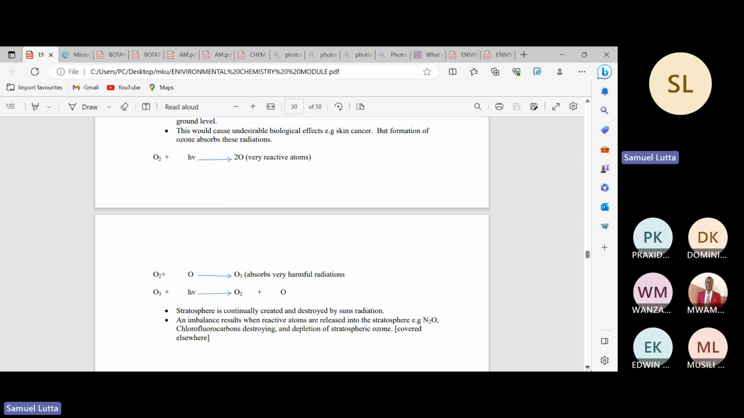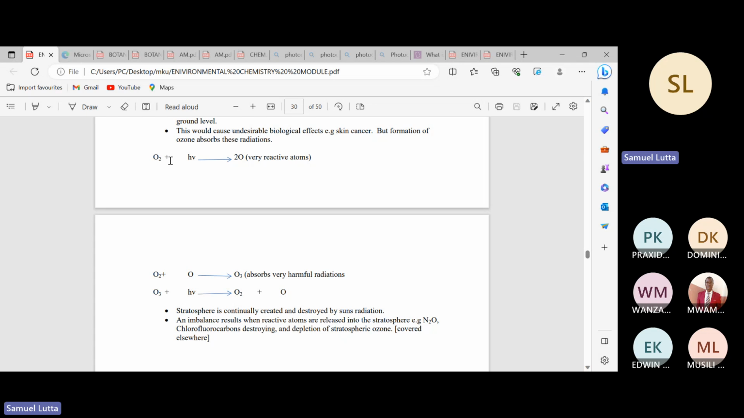When you create those holes, then the harmful radiations will get into contact with our skin, and these radiations have been known to cause cancer. So biologically, they are not very friendly. So in the stratosphere, we are saying that this ozone is constantly being created and destroyed by the sun.